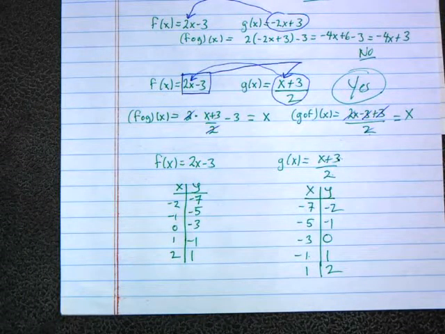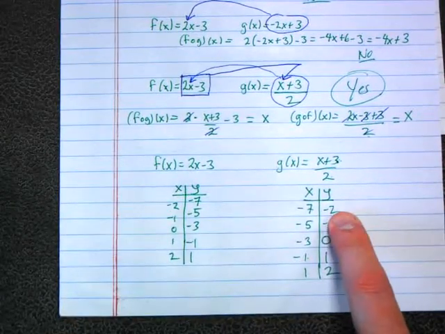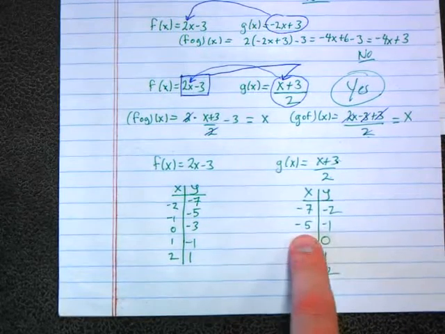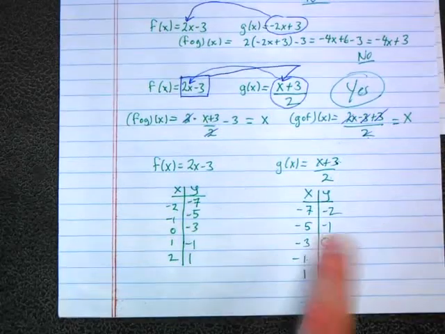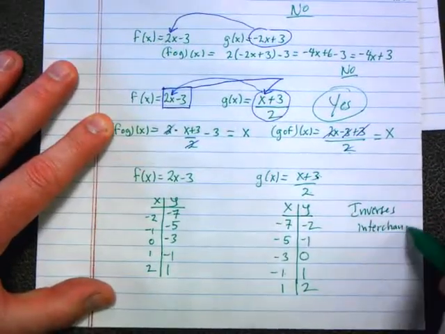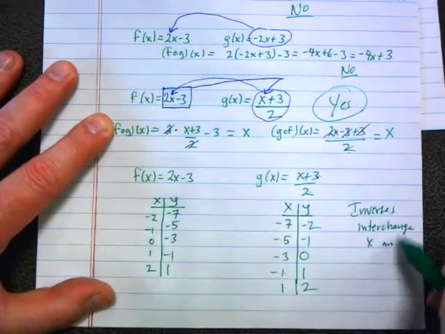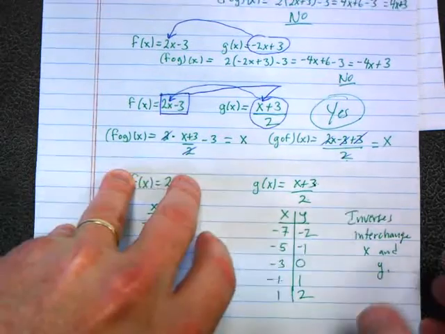So, what can you tell me about inverses? What do inverses do? Well, what happened? The x's here became the y's over there, and the y's over here became the x's over there. Inverses interchange x and y. That's what they do.